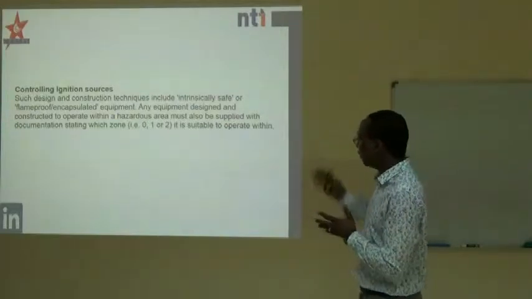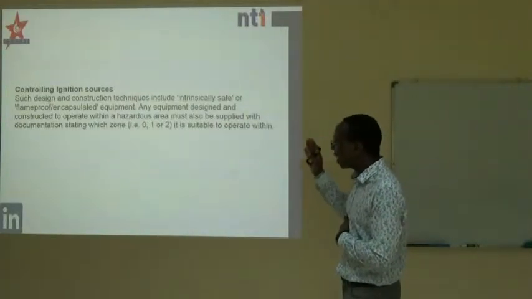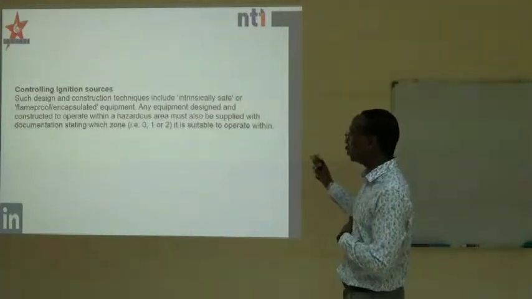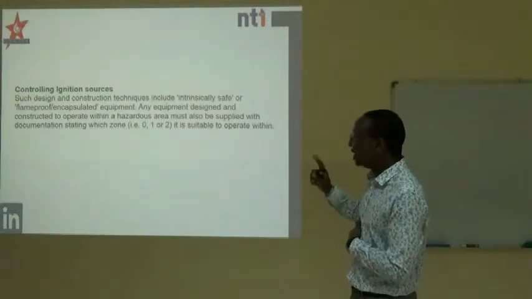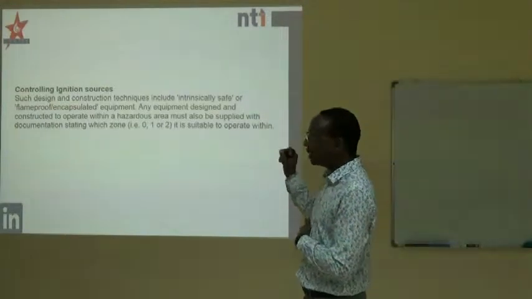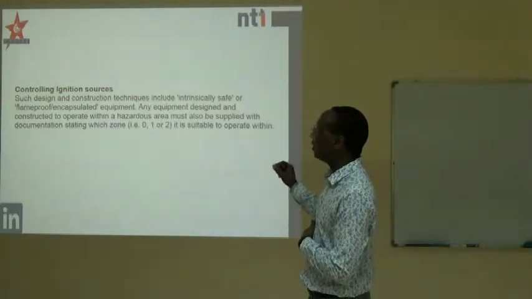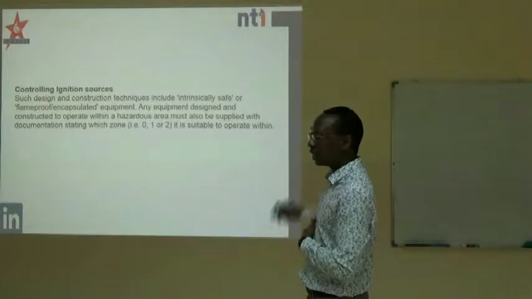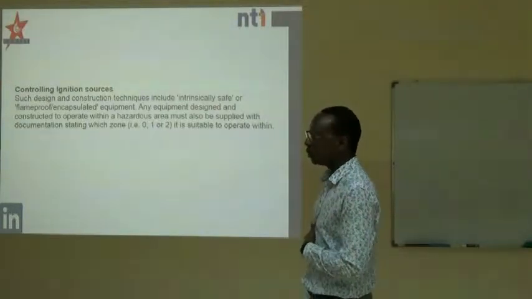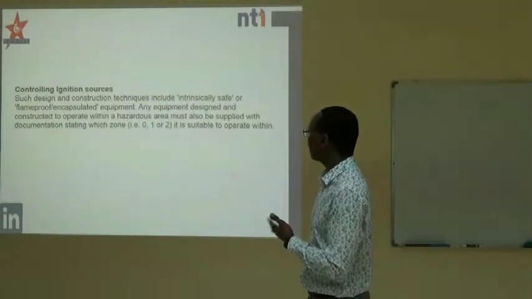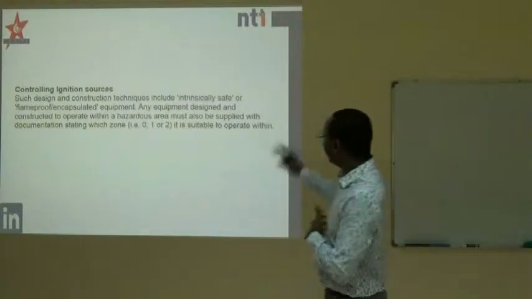But let's look at it. If the equipment is written zone 2, you can't use it in zone 1. It is only for zone 2. But if equipment is rated zone 0, it means this equipment can be used in zone 1 or zone 2, if you don't have the specific zone 1, zone 2 equipment. If equipment is zone 1, it can be used in zone 2.